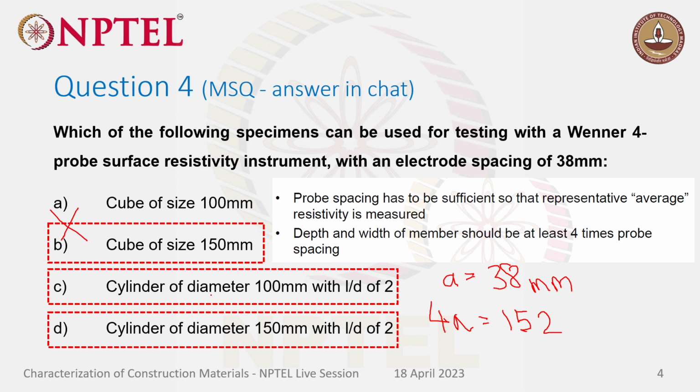And if you compare C and D, obviously, if you see L by D is 2, so the length will be 200 mm. So in that case, this can go. If it's 150 mm, obviously it will be 300 mm. It's far greater than 152 mm. So this is also right. I hope you guys got it right. Okay, so the correct answer will be C and D. If you considered B also, it's okay for now.